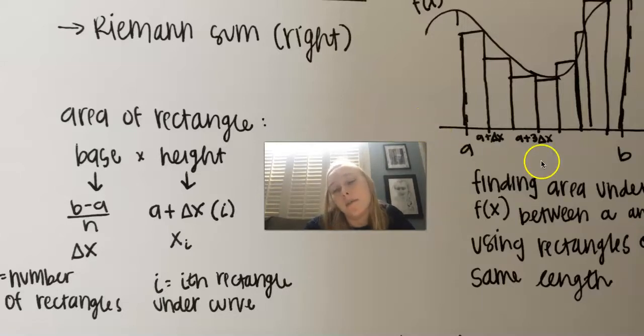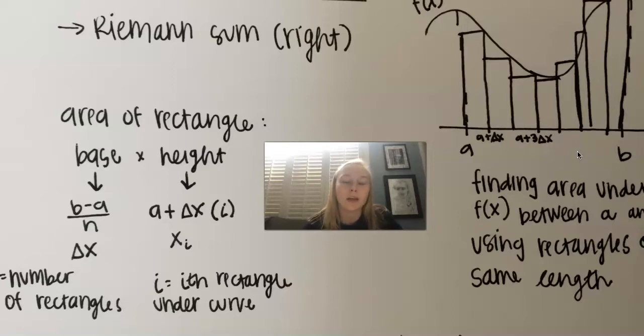Delta x, or the base, is b minus a over n, meaning b minus a, this whole length, divided by the number of rectangles. Hopefully that makes sense, because all of the rectangles have the same base length, so if you divide the whole thing by the number of rectangles, you get the base.